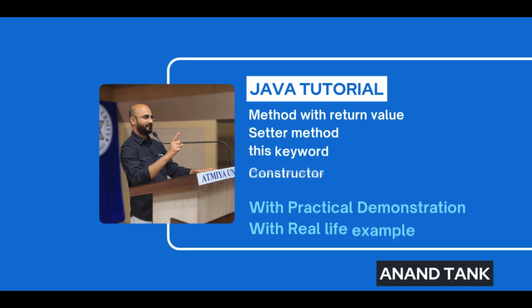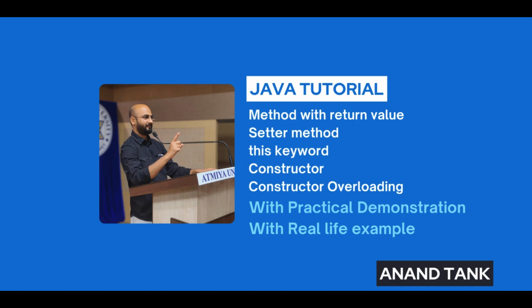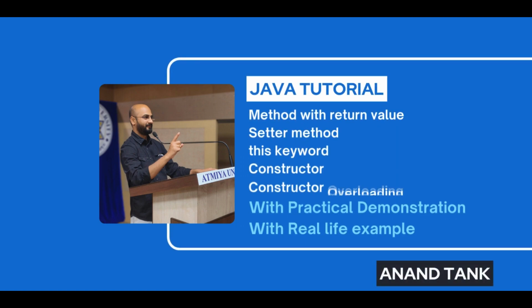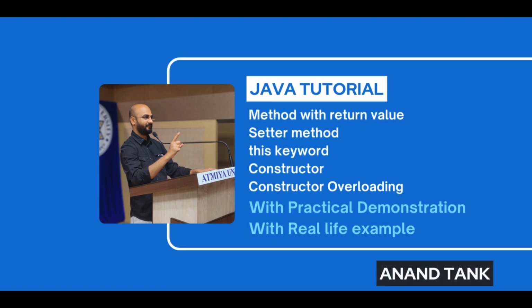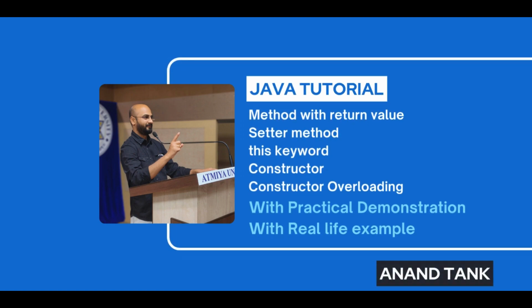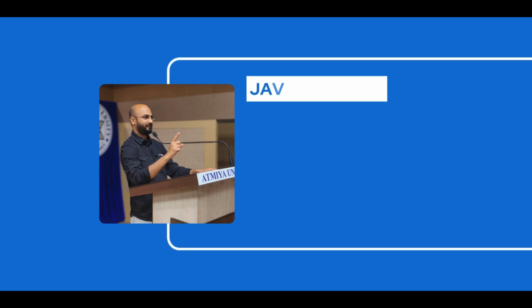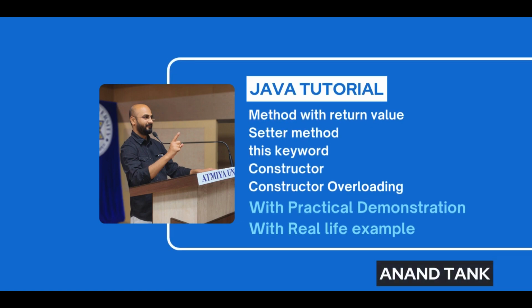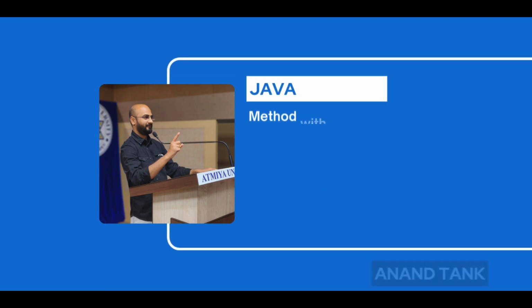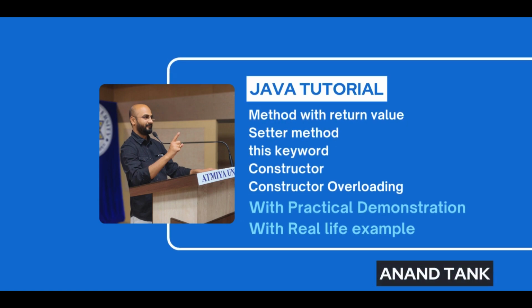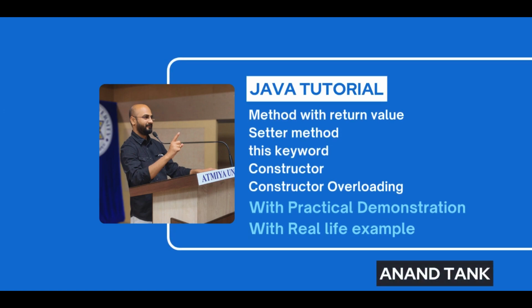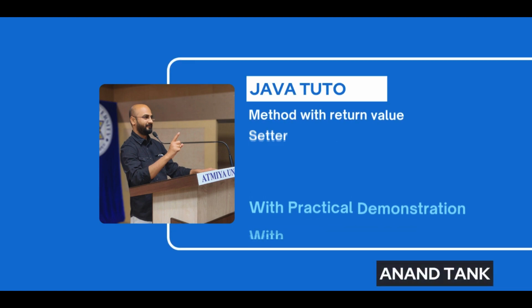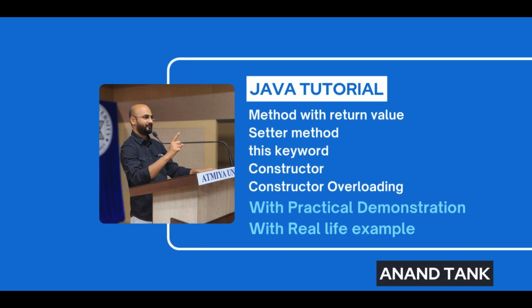Now in this video, we will discuss the following concepts practically with a real life example. First, the method with return value. Second, a setter method that will be used to initialize the value of the object dynamically. Third, the this keyword. It is used to set the value of the object by calling a method using the this keyword. Four, a constructor, and fifth, constructor overloading. So all these topics we will cover in this video practically with real life examples. So let's start the session.